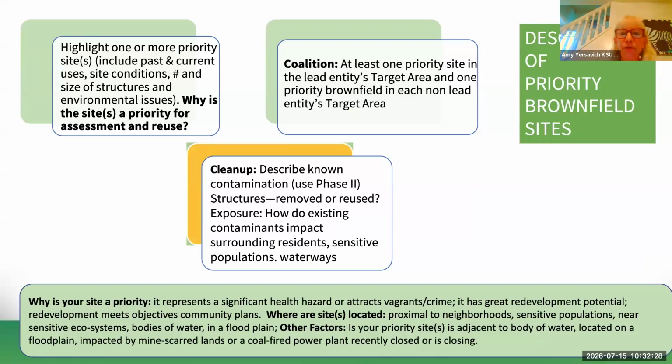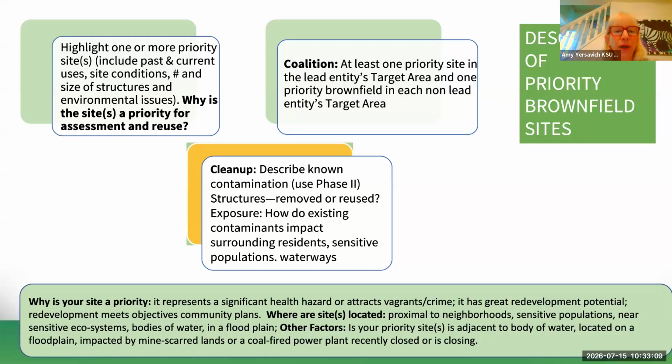Now we are talking about getting into the description of priority brownfield sites. As I've mentioned before, we want to highlight one of the sites. You want to be detailed, and include the past and current uses. If it's not being used or if it's underutilized, make sure that's really clear. Talk about the site conditions, what you know about the environmental issues. It'll be less, obviously, if you're applying for an assessment grant versus a cleanup grant, where you will talk about the known contamination, utilizing the Phase 2 for the site.